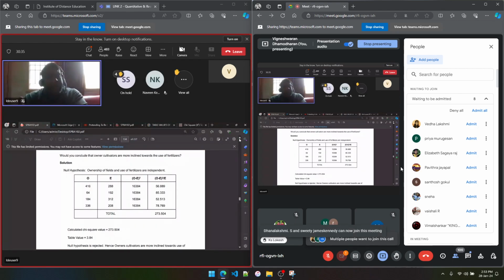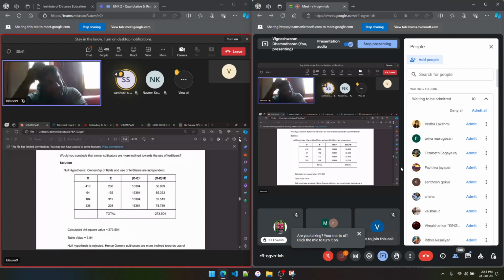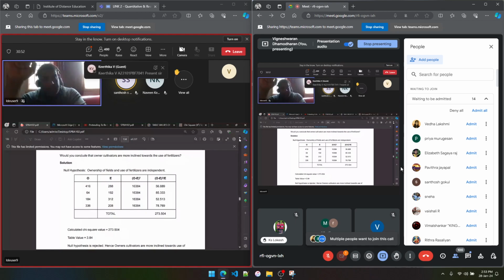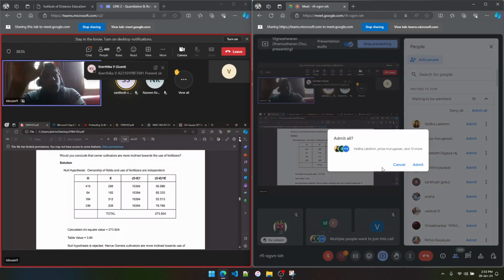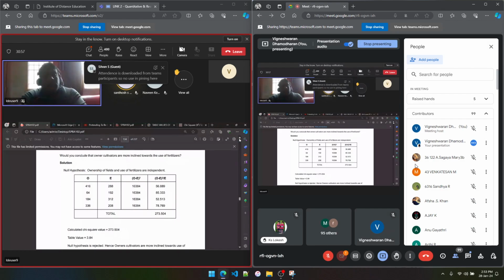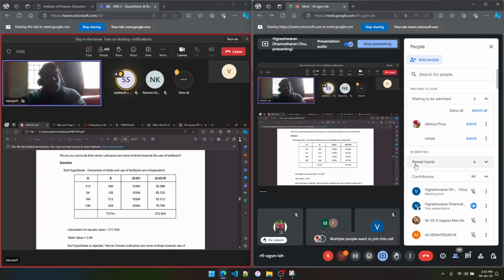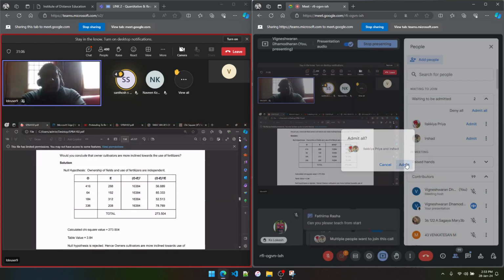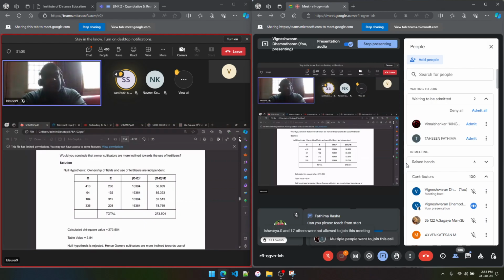Then what to do? You have to make the comparison. Table value is less than the calculated value. It means we have to reject. In the previous problem, luckily the table value was greater. But here, the table value is smaller. Therefore, I am going to reject the null hypothesis. It means ownership of fields and use of fertilizers are not independent of each other. This way you have to write the hypothesis or accept the hypothesis.